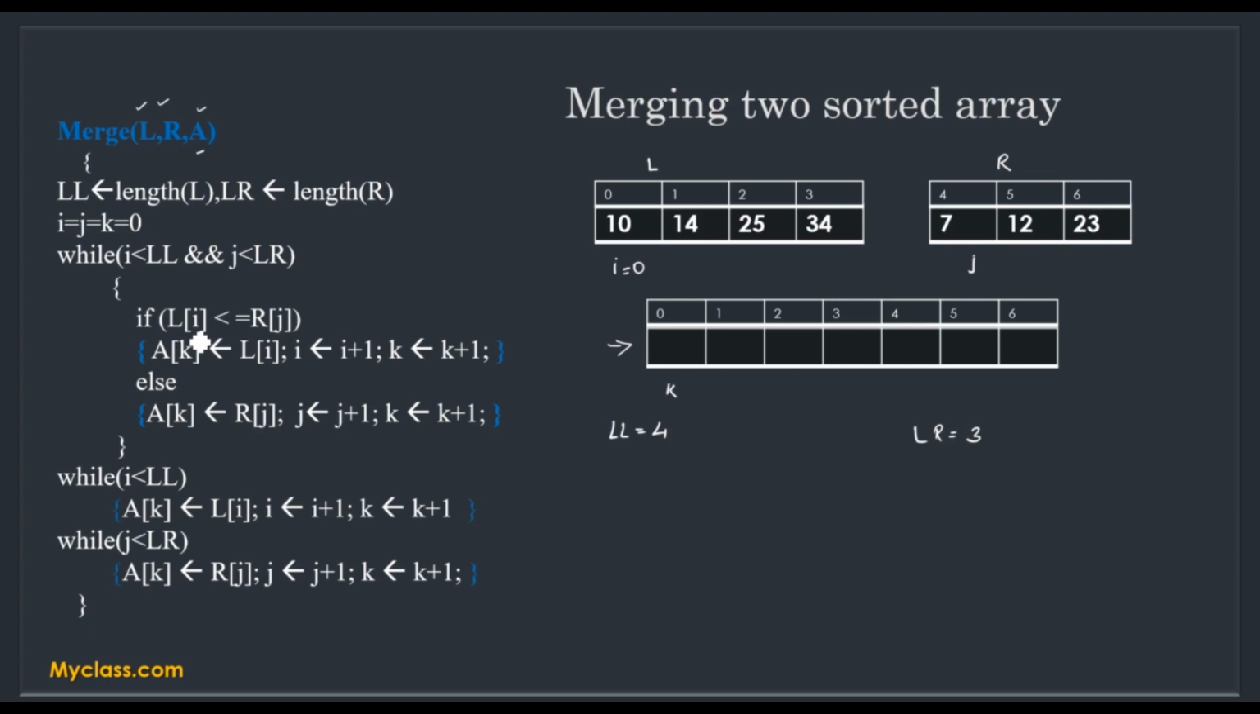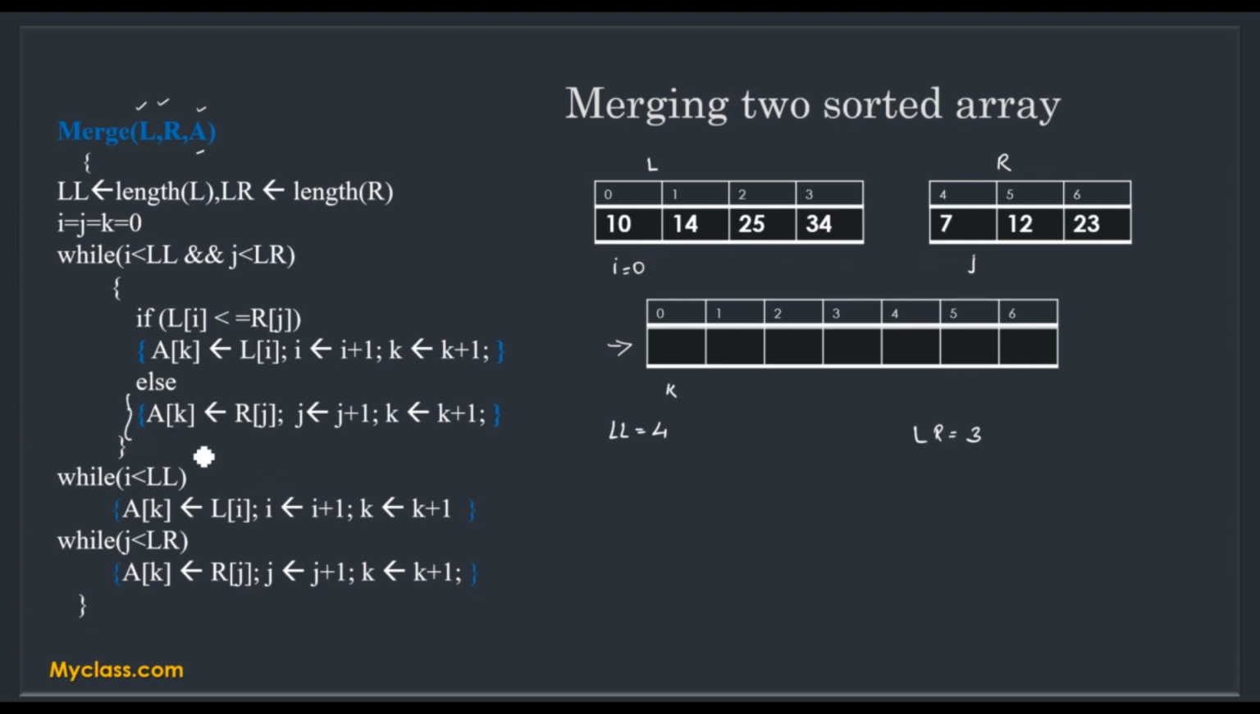So we are checking if L of I is less than or equal to R of J, the first element of L and R. Which one is smallest? If L of I is smaller, we add this element to our resultant array. In this case, our 10 is bigger than 7, so the else part is working.